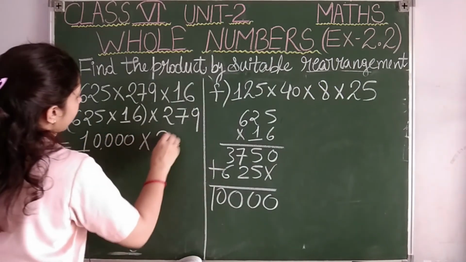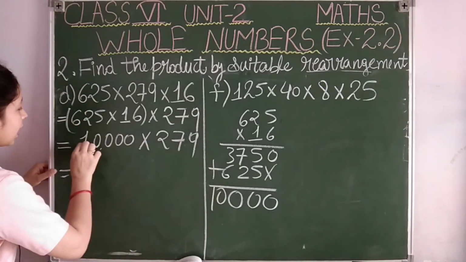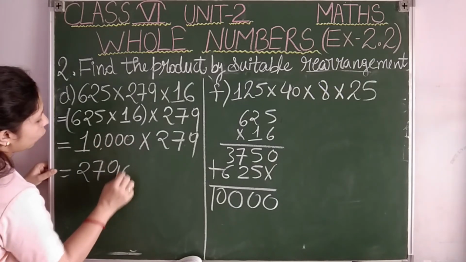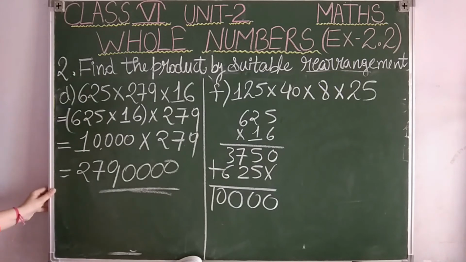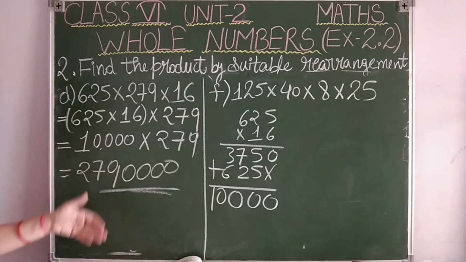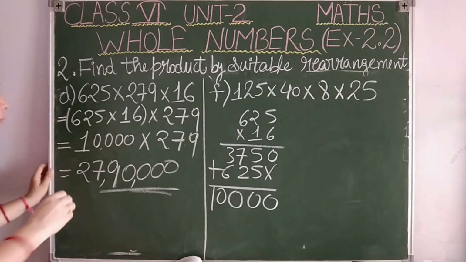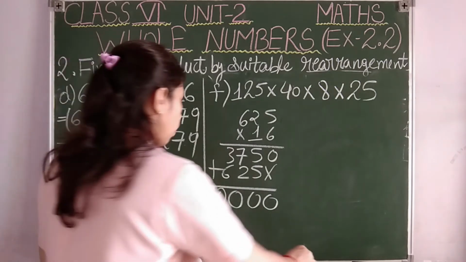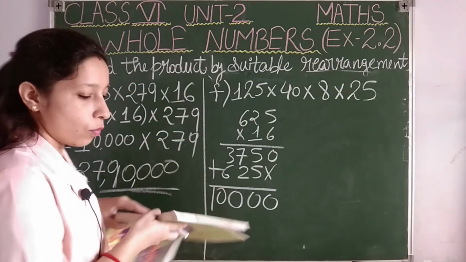10,000 multiplied by 279. Simply now, 279 ones are 279. How many zeros? 1, 2, 3, 4. Simply write the answer. See, such a big multiplication question, but how simply using the properties we got the answer as 27,90,000. Okay. Now point number E, I will not solve. Point number E will be your homework. You are going to do it.